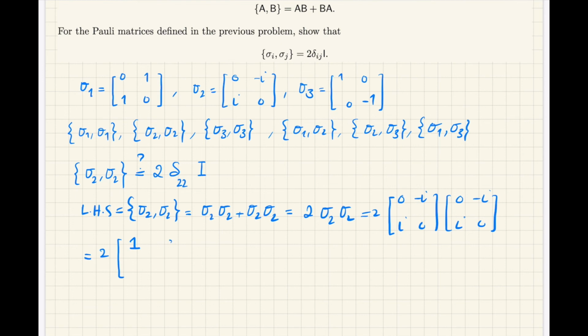And then you can continue. For the next one, it is 0. For the next one, again, it is 0. But for the last one, again, for the same reason, it becomes 1. And if you see, this is exactly equal to 2 times the identity matrix. On the other hand, because delta 2,2 is also 1, the right-hand side is also 2 times I. So this is exactly equal to the right-hand side.